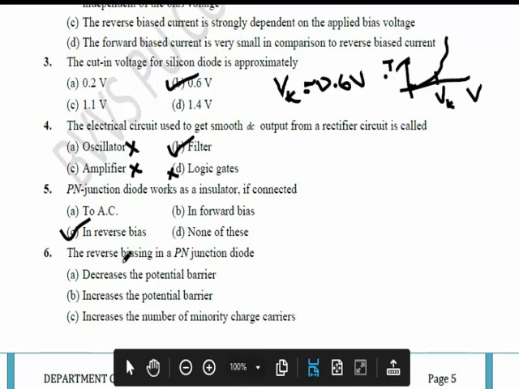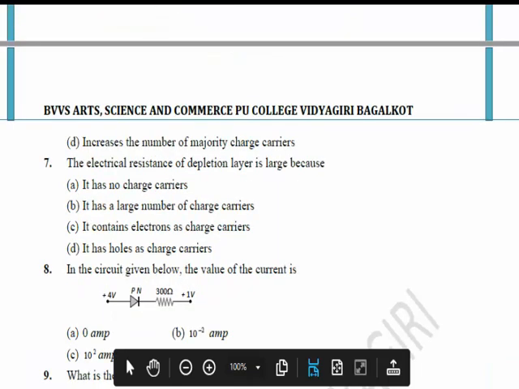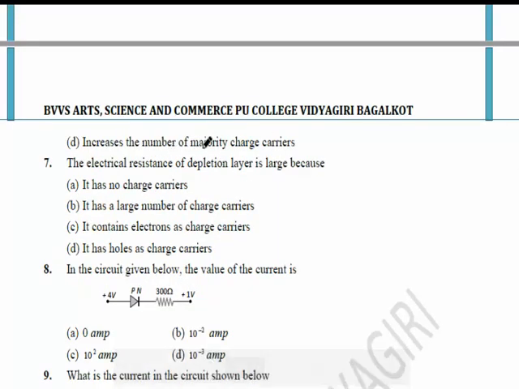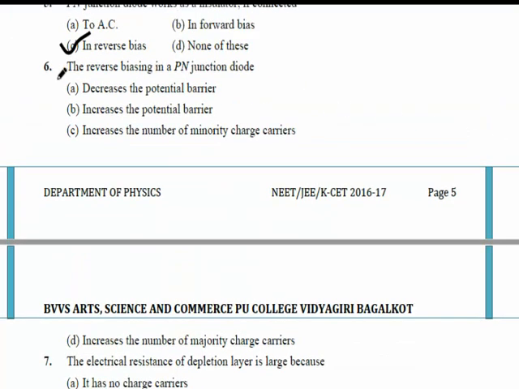Okay, sixth one. Reverse biasing in a PN junction diode: when you make a reverse bias in a PN junction, does it decrease the potential barrier, increase the potential barrier, increase the number of charge carriers, or increase the number of majority charge carriers? So the correct option is B, increase the potential barrier.